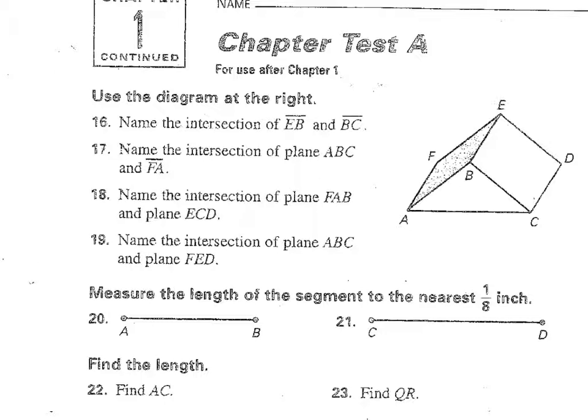Okay, number 16 says name the intersection of EB, so that's this line right here, and BC, which is right here. Where do they intersect? Number 17 says name the intersection of plane ABC, so that's this whole panel, this whole end right in here, the intersection of that, and then line FA. Where do those 2 intersect?